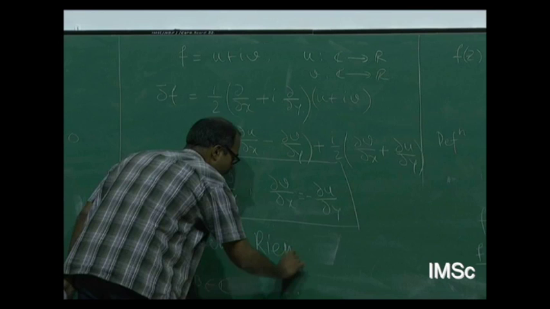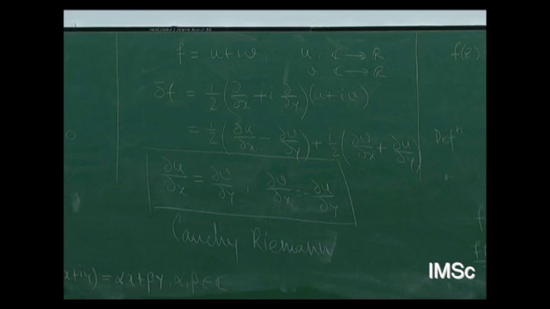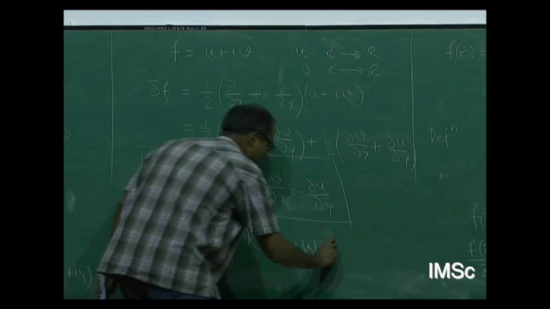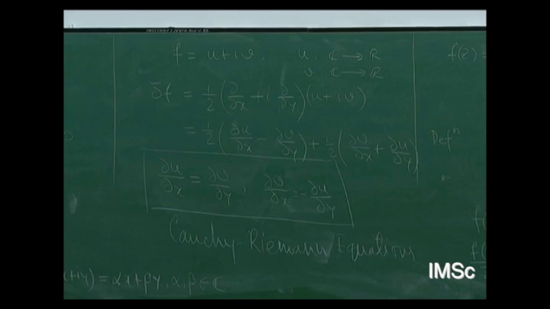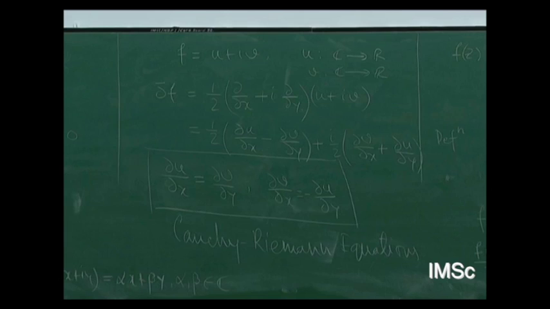There are several ways to come to the Cauchy-Riemann equations, but everything essentially boils down to this sort of situation that in one direction it is something and in the other direction it is something else. So these are the Cauchy-Riemann equations. Okay, so that is our starting point to functions which are differentiable at some point.